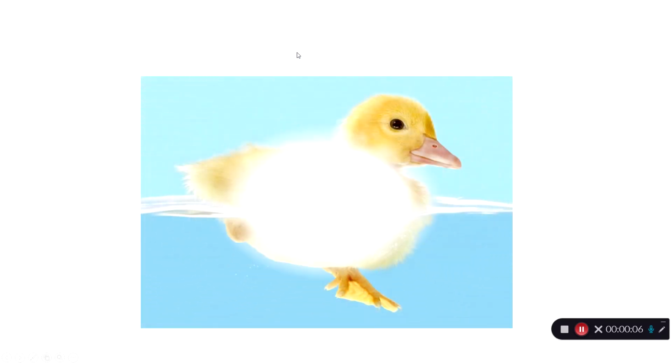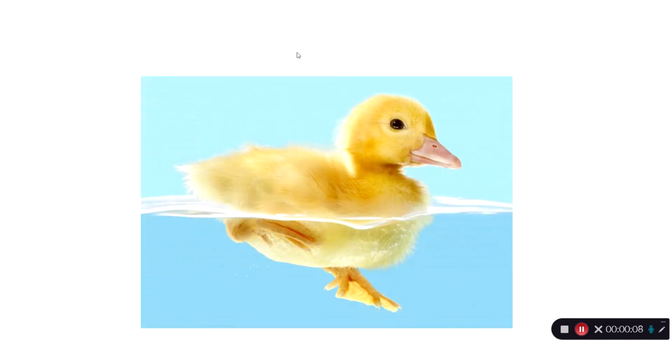Hey guys, in this video we're going to talk about the effects of buoyancy. As you can see in this picture here, this object, or rather this duck, is floating in water. So what are the factors that we need to consider when we want to calculate the buoyancy of something?